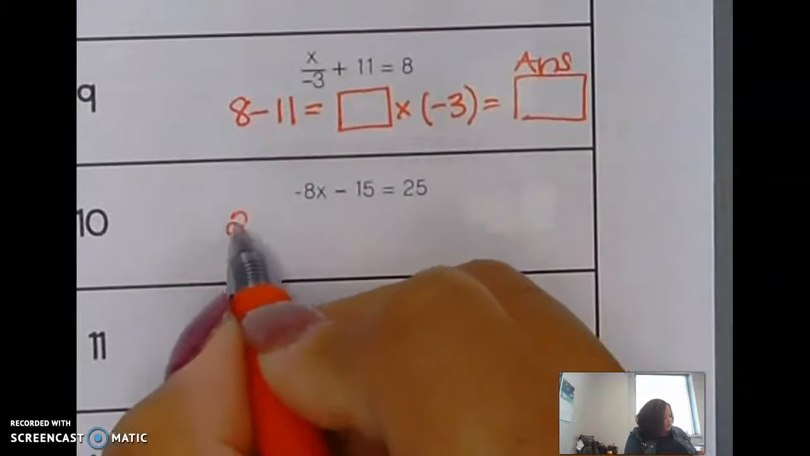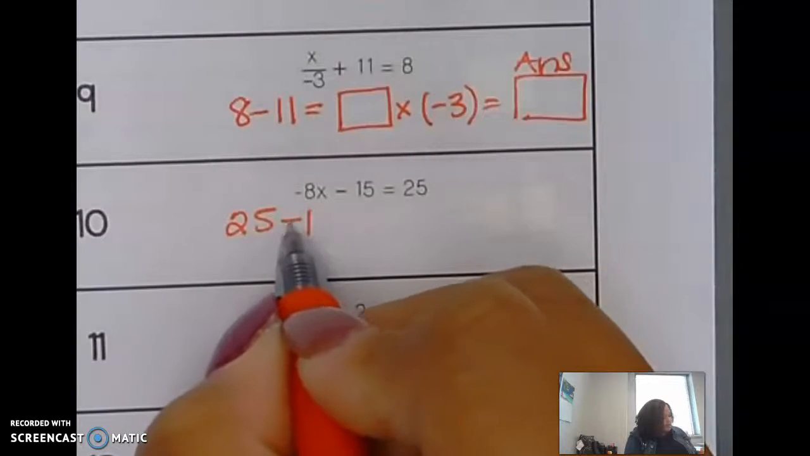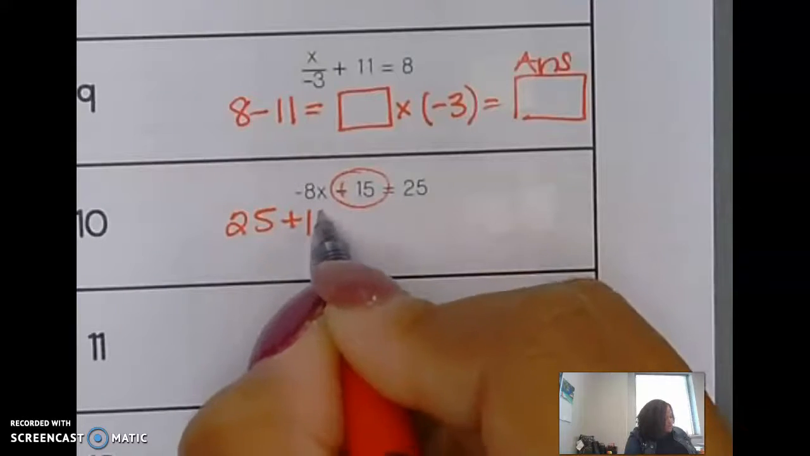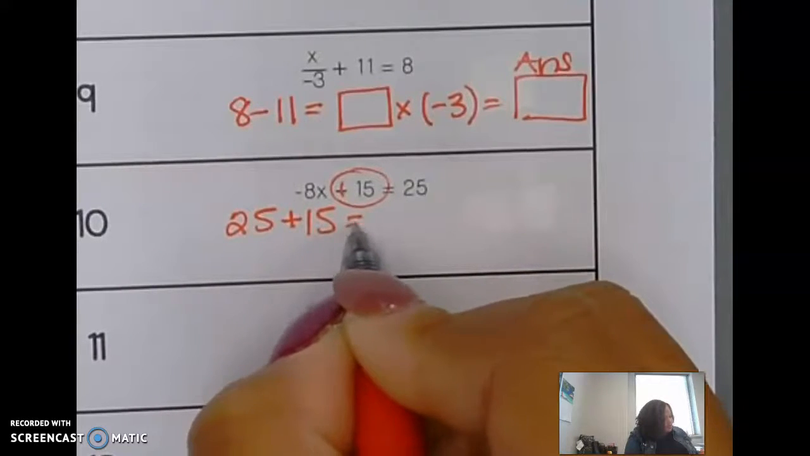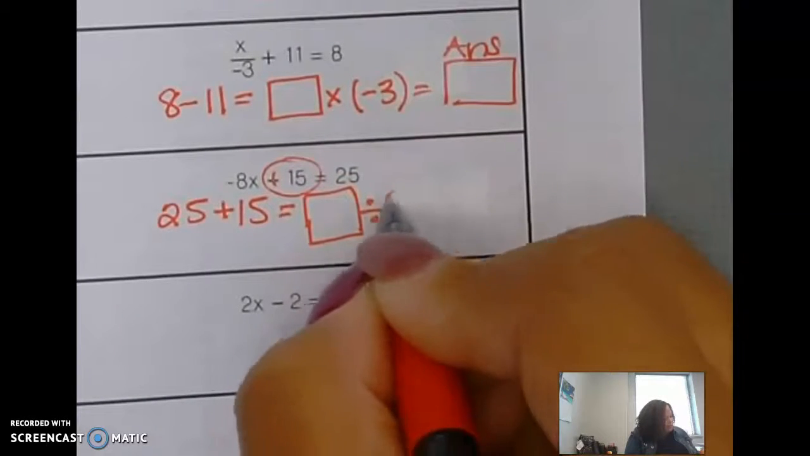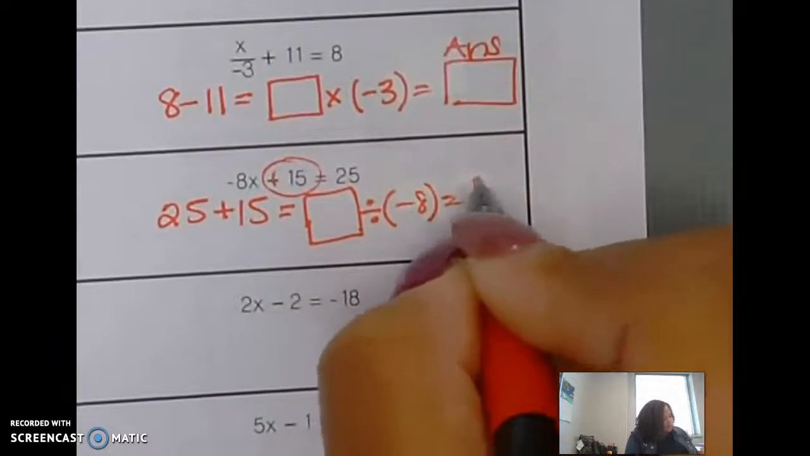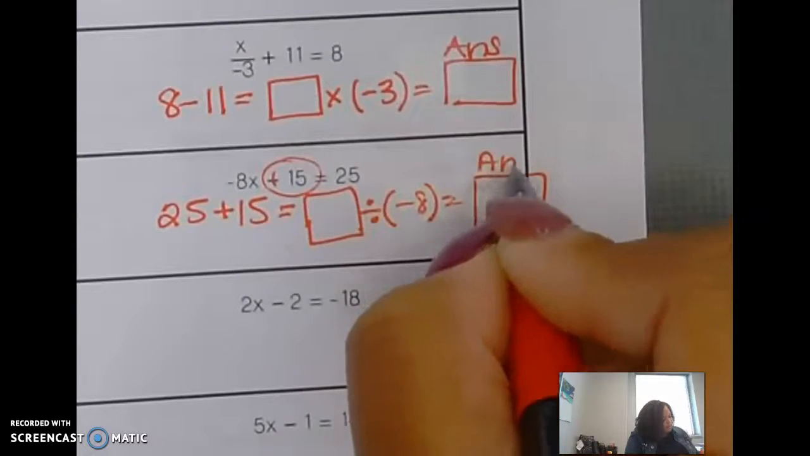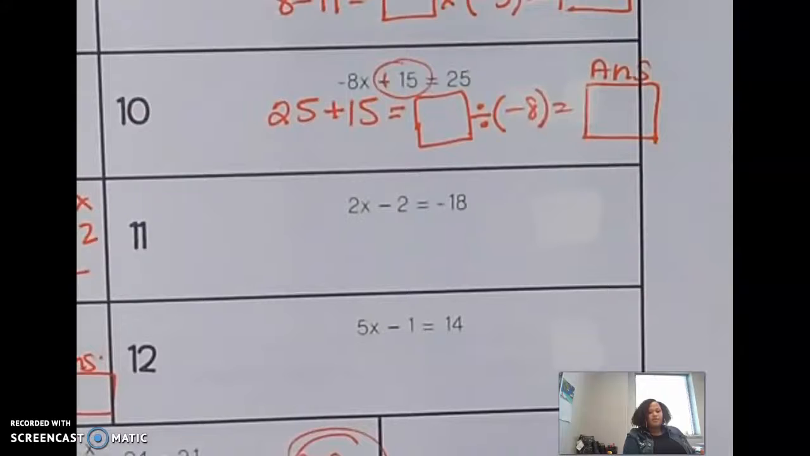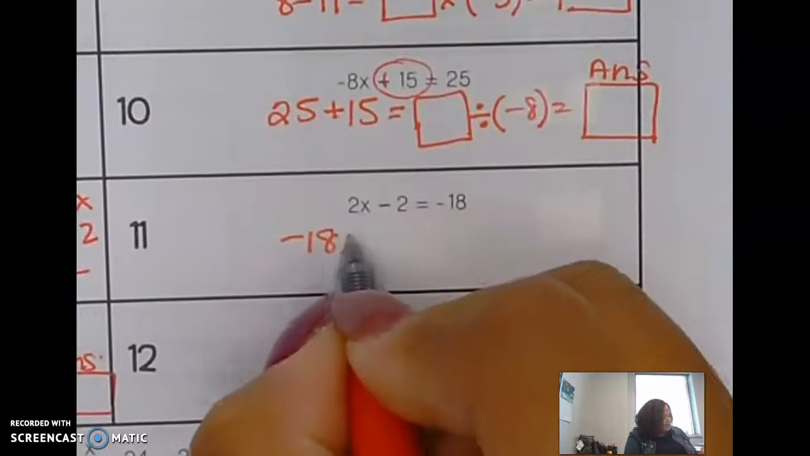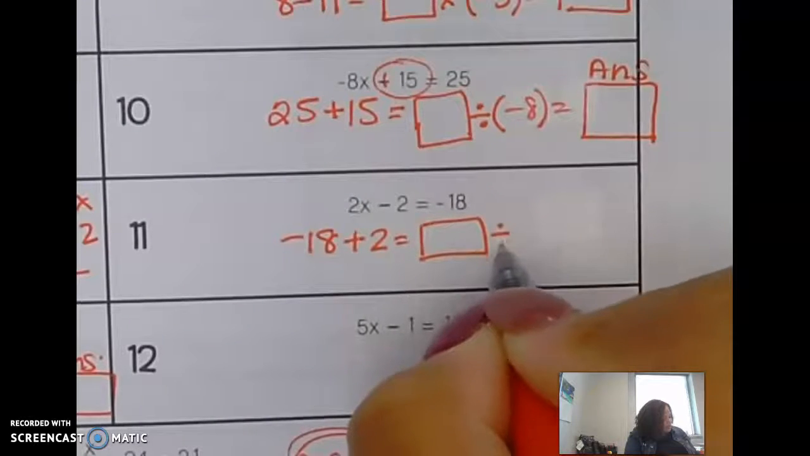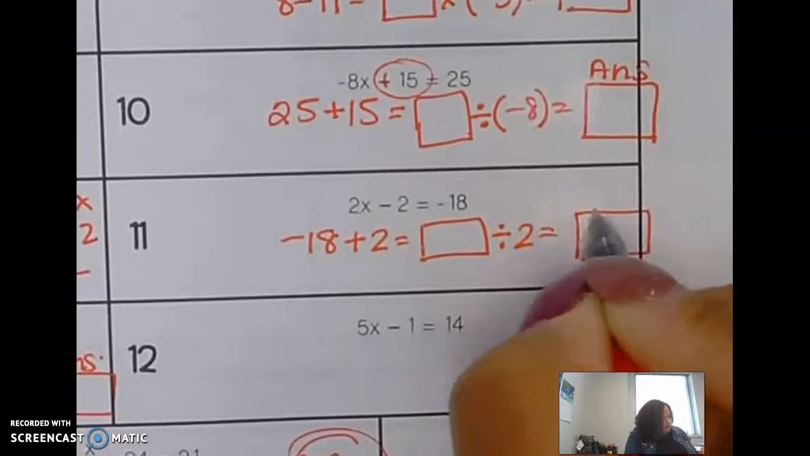Number 10, 25 minus 15, plus 15, because it already says minus 15. I always need to write the opposite. So plus 15 equals something. Then, whoops, I want to divide by -8. Then I get my final answer. Number 11 says 2x minus 2, -18, plus 2 equals something, divided by 2 equals my final answer.